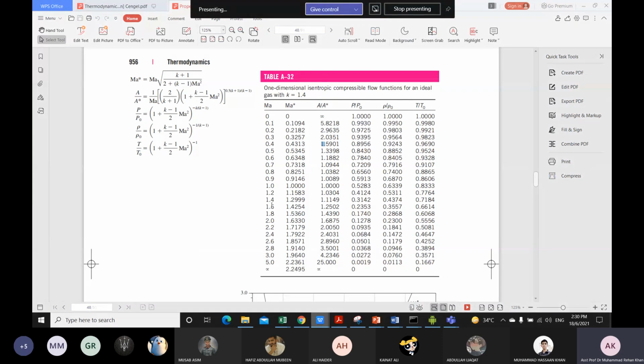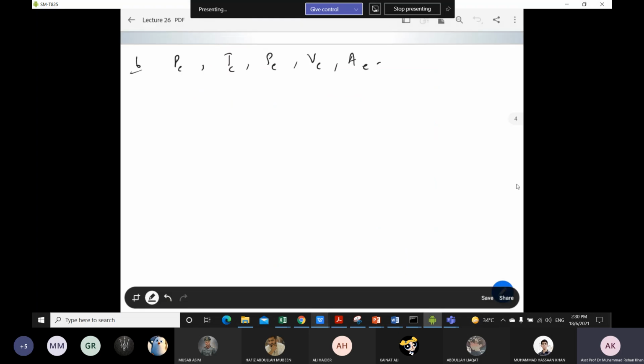Okay, so these values you can easily figure out from table A32, because the Mach number is already known: at the exit the Mach number is 2. So for this condition, you can find the values of A by A star, P by P naught, rho by rho naught, and T by T naught, and basically this is at AE, this is P exit, this is rho exit, and this is T exit.